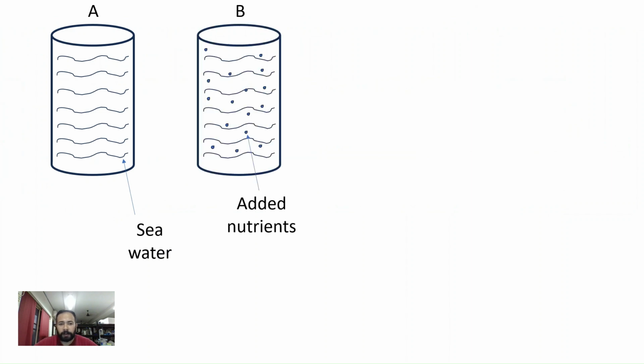The second option is the growth of microbes in seawater with added nutrients. Again, just like option A, this will give us information about the growth of the microorganism, but no information about the capacity of the said microorganism to degrade the oil.